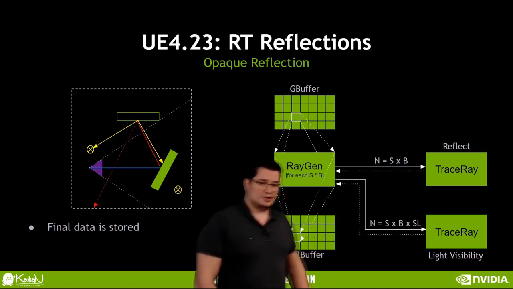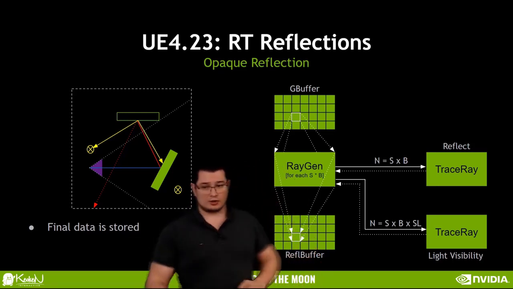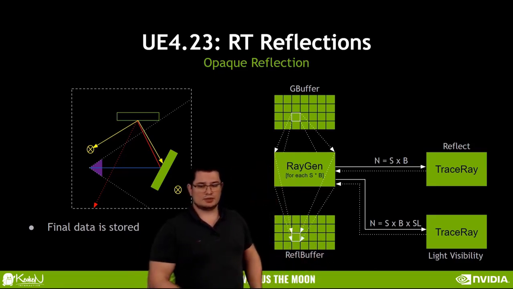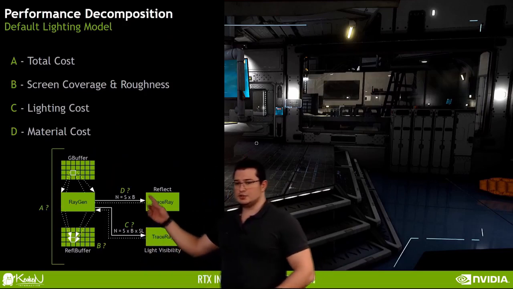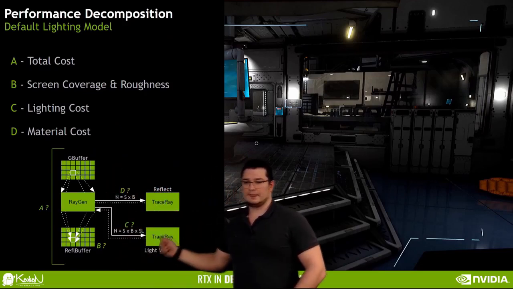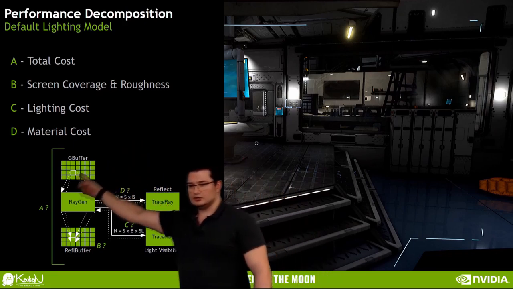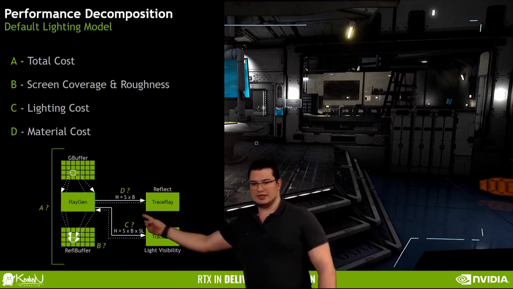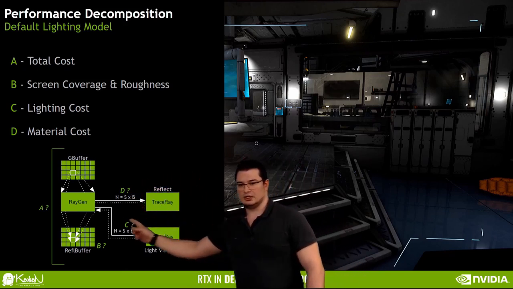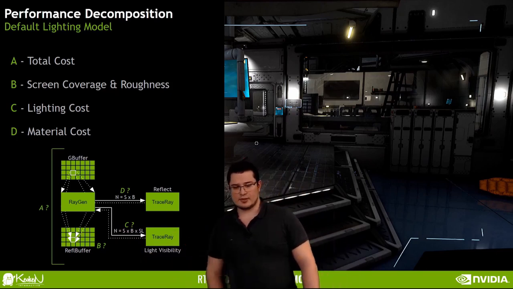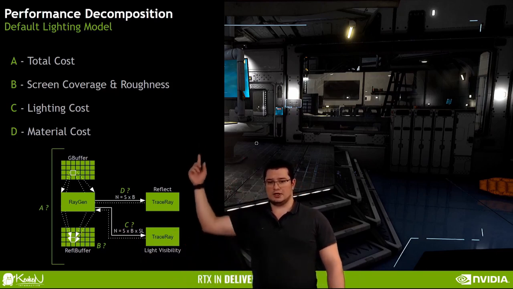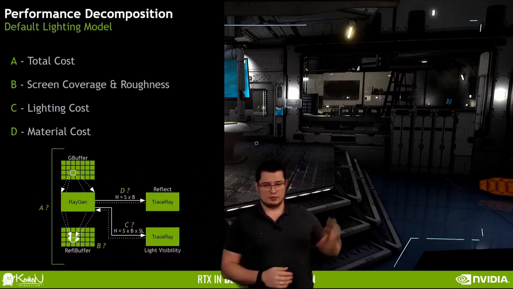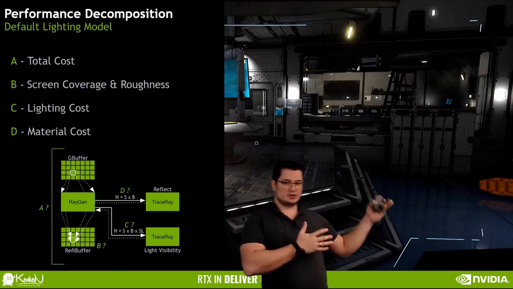All right, now that we know how opaque ray tracing works in Unreal Engine, with that knowledge, we try to understand how each subpart of that algorithm works. We want to understand what the total cost is, how much performance we pay for the reflections and how much for the light visibility. We are also interested in how much of this total cost is represented in this whole scene, so how many of those pixels are actually ray traced.